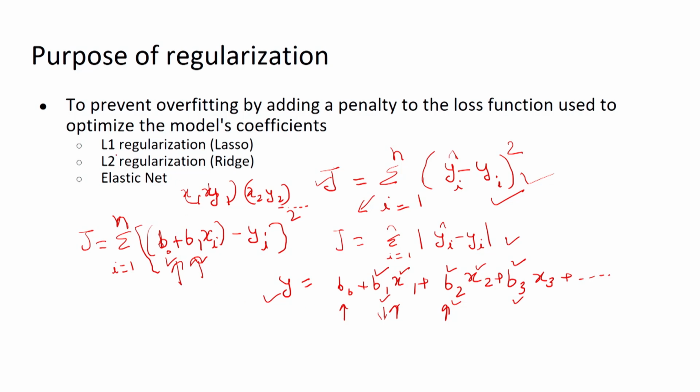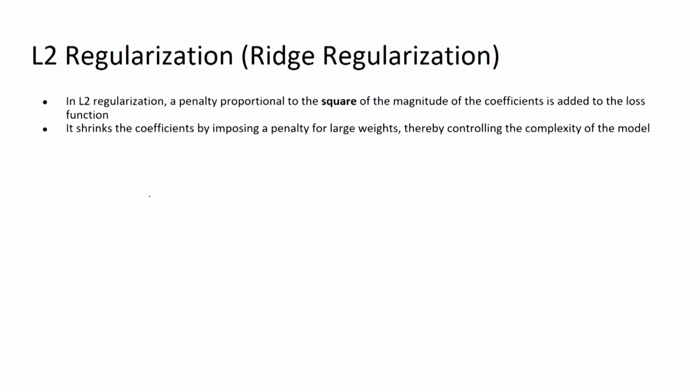So, what we do, we use regularization. There are basically three types of regularization. One is L1 regularization, that is also called lasso regularization. Second is L2 regularization, that is ridge regularization, and then elastic net. First we will see L2 regularization, that is ridge regularization, then we will see L1 regularization, that is lasso regularization.